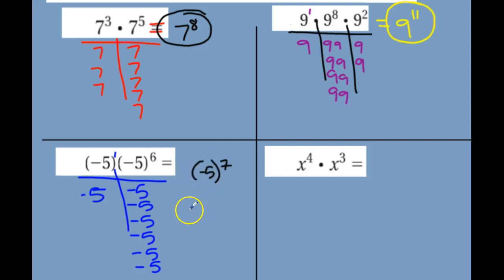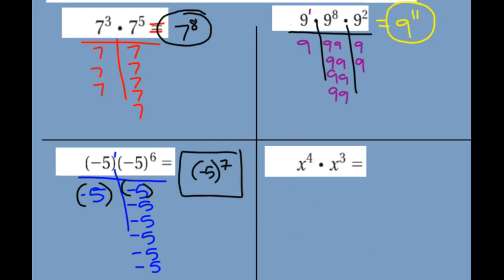Notice, this is different than this. We need the parentheses because it's -5 times -5, not 5 times 5 times 5, then it's negative. So we have to have it in parentheses because it's a -5 times a -5 times a -5, 7 times. So there's our answer.